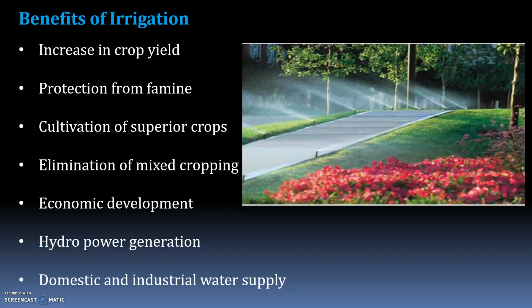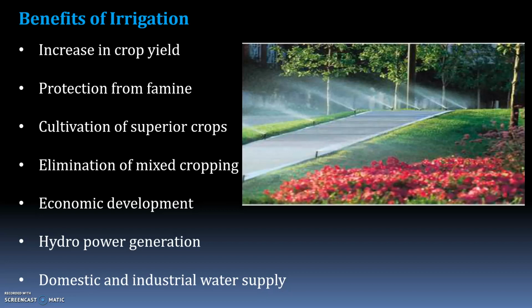Next one is the generation of hydroelectric power. Major river valley projects are usually planned to provide hydroelectric power together with irrigation. Also, falls on the irrigation channels can be utilized to generate electricity, which may help in industrializing the rural area and also in solving the problem of fuel shortage.